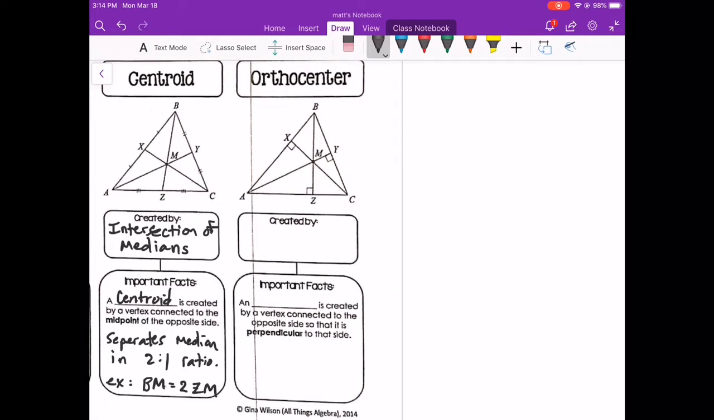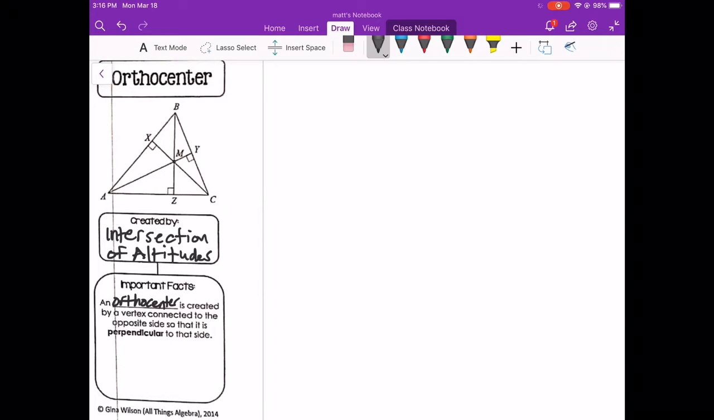In this picture, BM, the length of B to M, is twice as big as the length of Z to M. So you would need to multiply the length of ZM by 2 to make it equal to the length of BM. So let's say BM was 4, ZM would be half of that, or 2. And you would need 2 times 2 to get 4 for the length of BM. So keep in mind that the centroid is the intersection of the medians, and it separates each median into a 2-to-1 ratio.